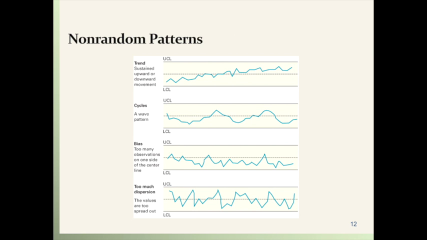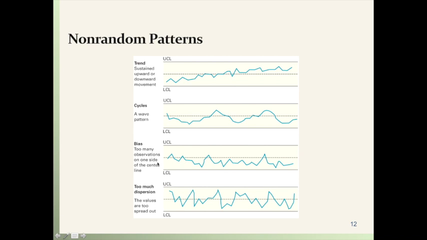So here are some non-random patterns. The top one, you see how this is? This is a trend. We actually talked about a trend in forecasting, but it also applies to control charts. So here you have a trend where it's going in one direction. The next is a cycle. See how this almost looks like a cycle where it's going up and down.